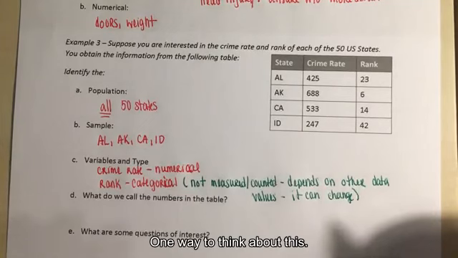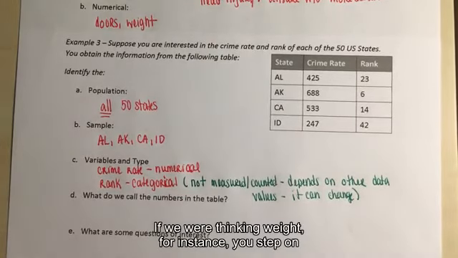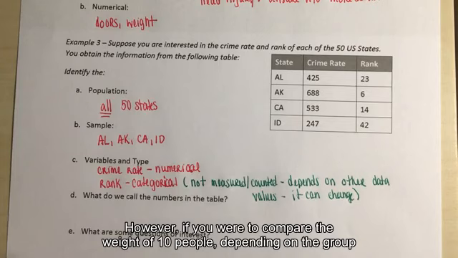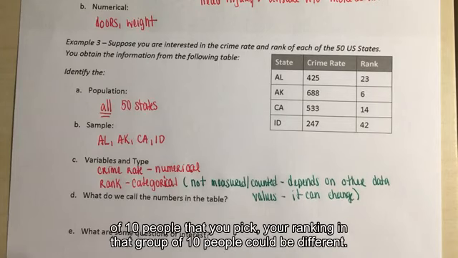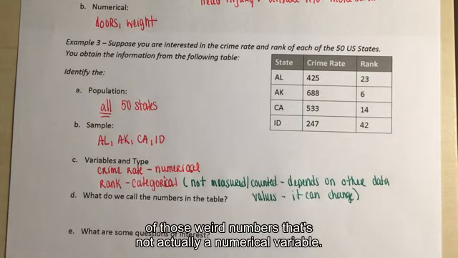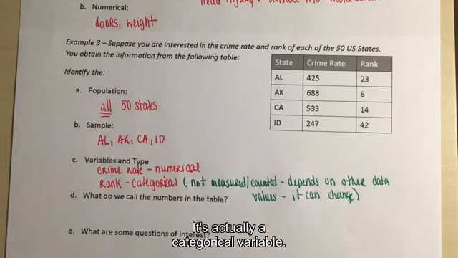One way to think about this, if we were thinking weight, for instance, you step on a scale, you are going to get a weight. That weight is not going to be changing. So that's definitely a numerical variable. However, if you were to compare the weight of 10 people, depending on the group of 10 people that you pick, your ranking in that group could be different. So this variability and this ability to change means that rank is one of those weird numbers that's not actually a numerical variable. It's actually a categorical variable.